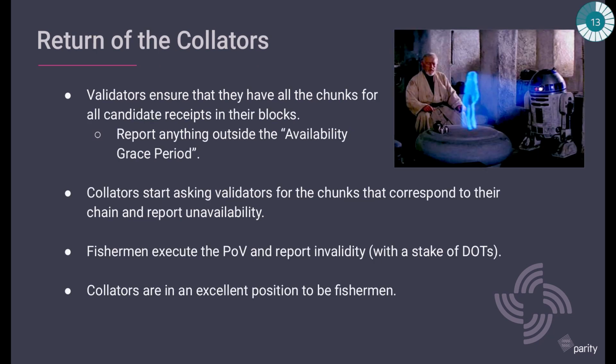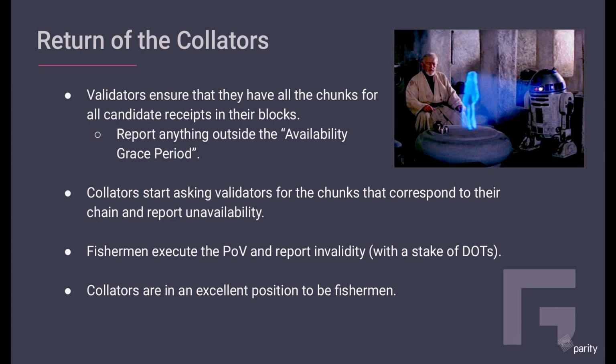So at this point, we've been in validator land for a few minutes here, but now the collators are going to come back. And once they see that one of their candidate receipts is included in a relay chain block, they're going to start asking random validators around the network to give them their erasure coding chunks and report any unavailability that they see. And so this is really important.